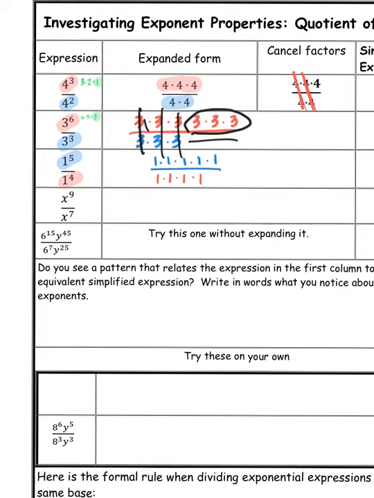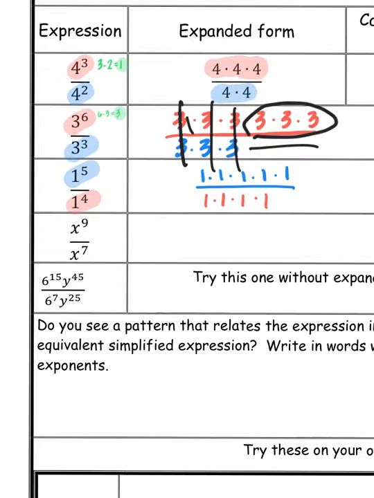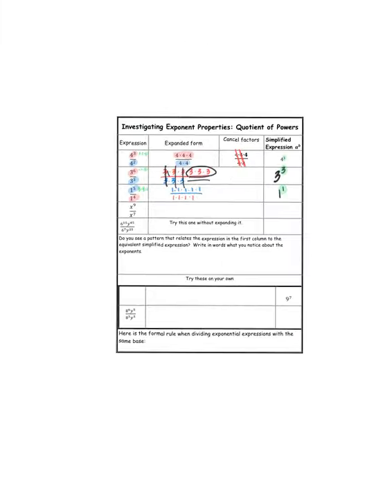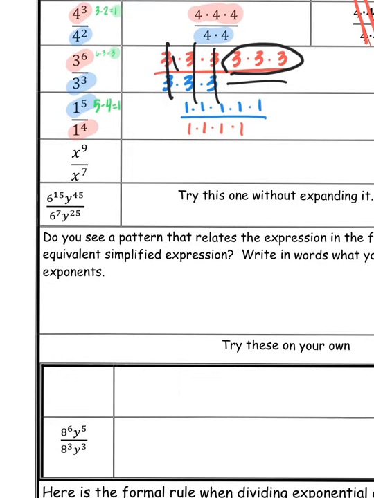Now, it's not reasonable to ask you to write this in expanded form every single time. So the trick that we have is we're going to subtract 5 minus 4, and we get 1. So then our final answer would be 1 to the 1, because that's what we had left. That's what we had left at the end, 1 to the first.